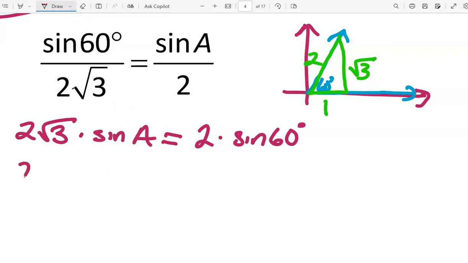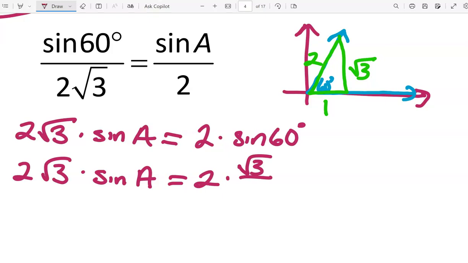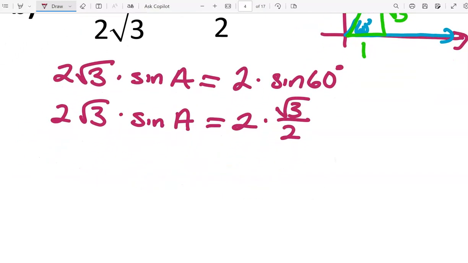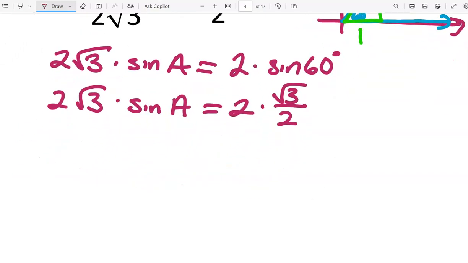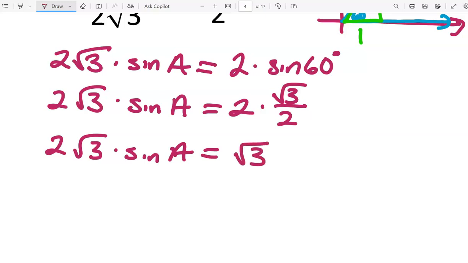So now let's clean up some things. 2 times the square root of 3 times the sine of angle A is equal to 2 times the sine of 60 degrees, which would be the square root of 3 divided by 2. And you'll notice that on the right side of this equation, we can do some simplifying. 2 times the square root of 3 divided by 2 is the square root of 3.